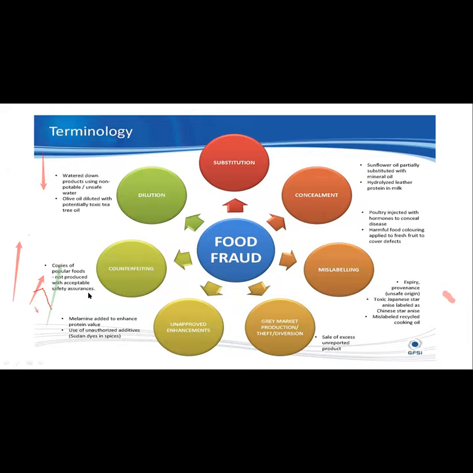Poultry injected with hormone to conceal diseases. Injections are given to cause cows to give a high quantity of milk. Harmful food coloring applied to fresh food to cover defects. Then there is false provenance, unsafe origin. Nowadays mentioning the origin is also required as per FSSAI. Sometimes they mention Turkey-made hazelnut, but actually it is not from Turkey. So now it is mandatory: you have to mention the origin of the product.